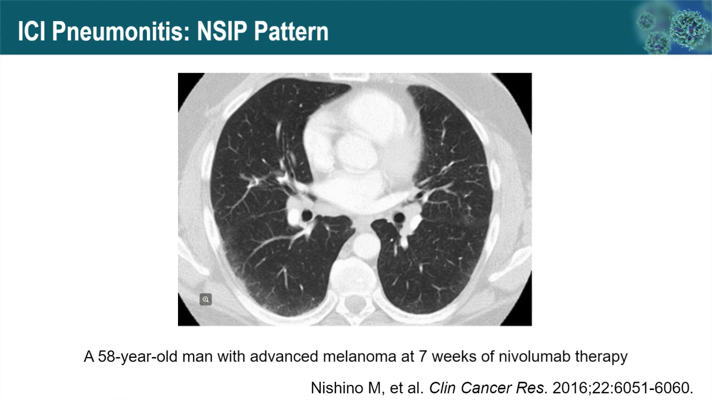CT scan shows these mild ground glass opacities and interlobular septal thickening predominantly in the peripheral portion of the lungs. The symptom is also mild, and this patient was treated with oral corticosteroids on an outpatient basis and was able to restart nivolumab therapy and complete the entire 2 courses of therapy and remain progression-free and pneumonitis-free. So in some patients, this is how mild this pneumonitis is.